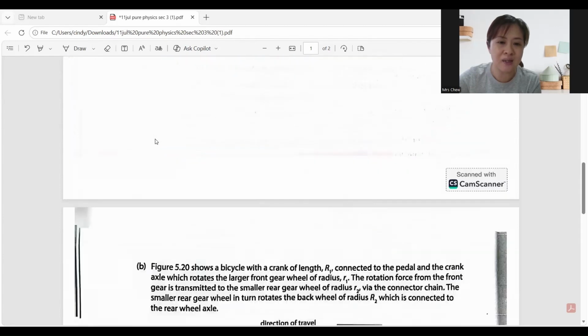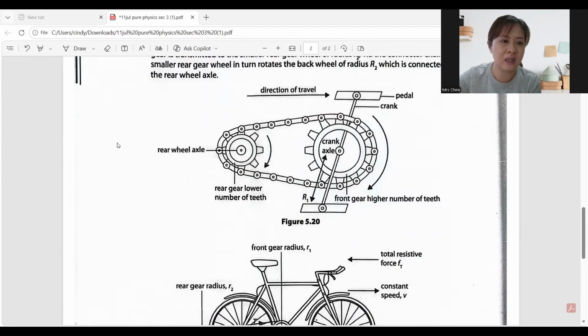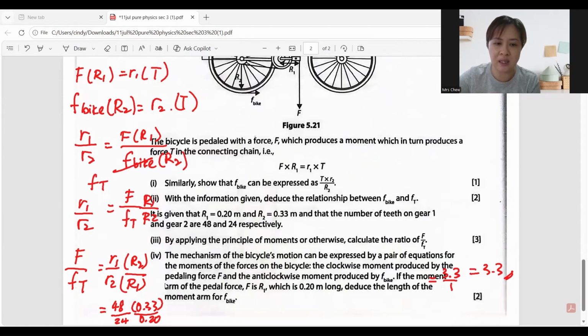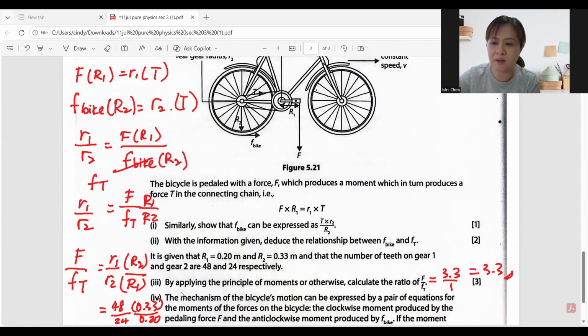So that's why you can put the 48 over 24 here. This one is given by the question, and then you just press in the calculator, and we will be able to get 3.3.